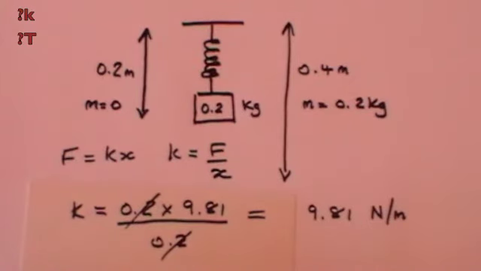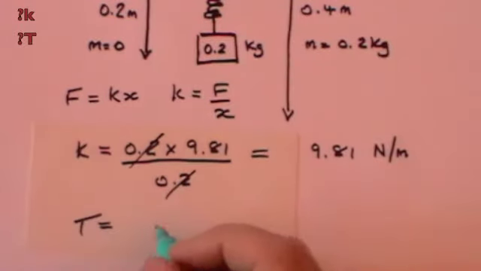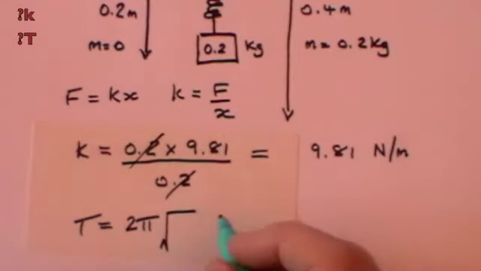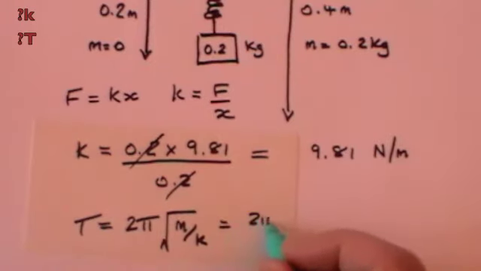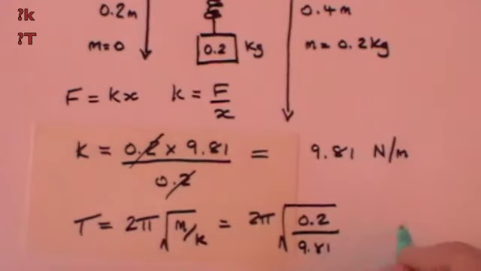If we set that spring oscillating, what will be the time period of oscillations? Well, we'll recall that the time period for an oscillation of a spring is 2π times the square root of m over k, and that equals 2π times the square root of the mass, which was 0.2, divided by k, which we just calculated, was 9.81. If you do all that, you should get that that comes to approximately 0.9 seconds. So it takes 0.9 seconds for the spring to do one complete oscillation.